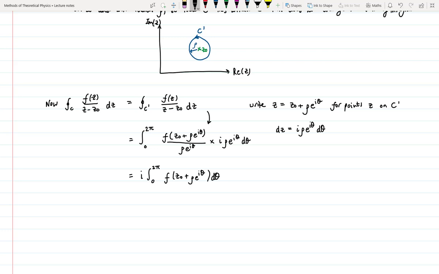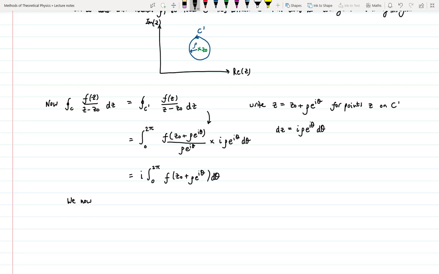We're next going to consider what happens if we shrink this radius rho to approach 0. Because our function f is analytic and therefore continuous at z0, the value inside the brackets for f of z0 plus rho e to the I theta is going to approach f of z0. I'll write that down.